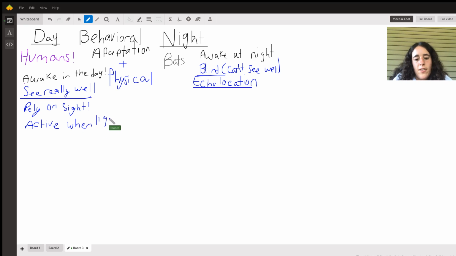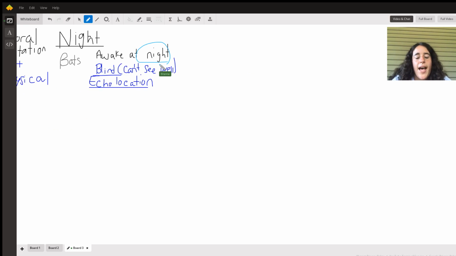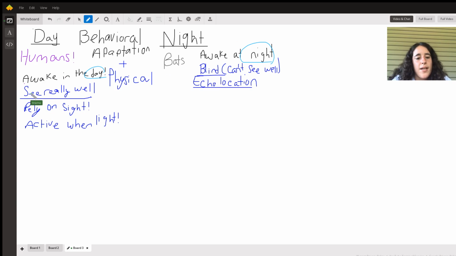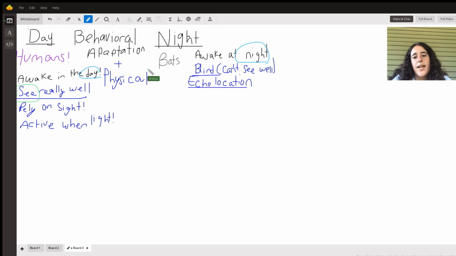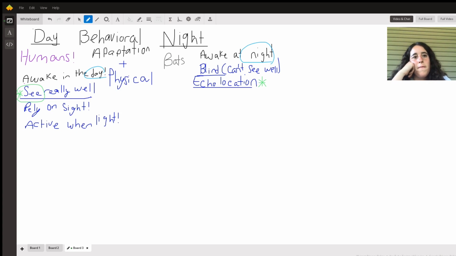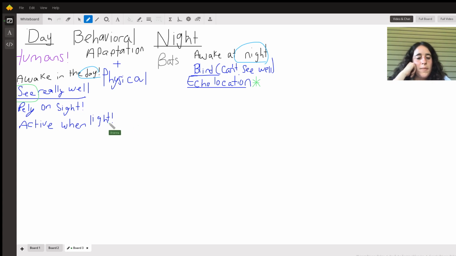So that is a physical adaptation interacting with a behavioral adaptation. So the behavioral is the choice, being awake in the day for humans and being awake in the night for bats. But it's often based on physical adaptations that we have. Seeing being the most important sense for a lot of human activities. And echolocation being the most important sense for a lot of bat activities. Those physical functions change our behavioral functions.